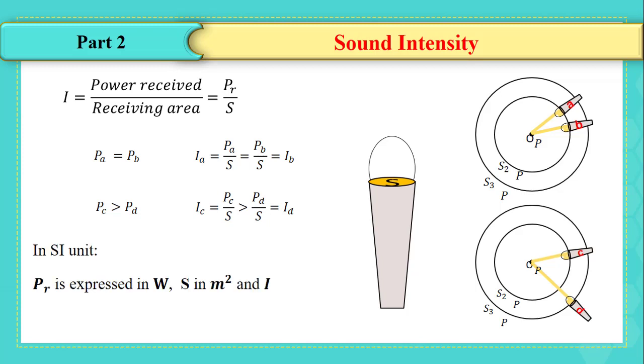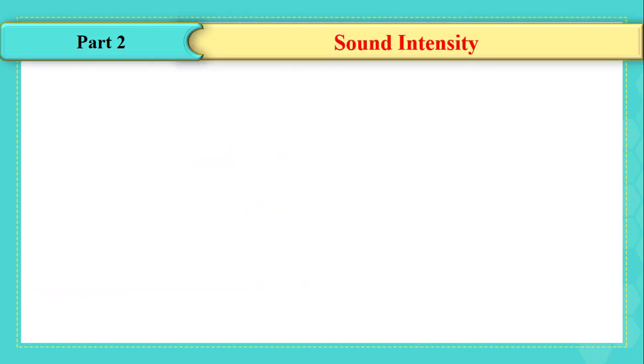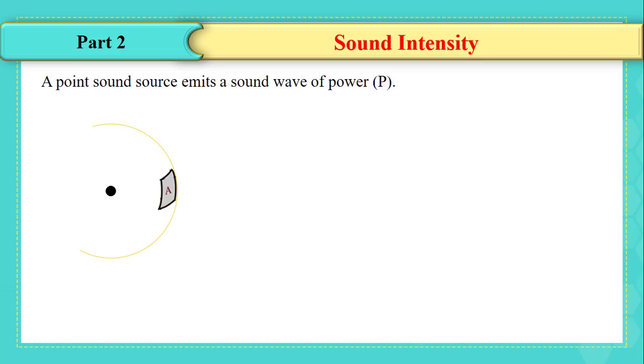In SI units, the power is expressed in watt, the surface area in meters squared, and the intensity in watt per meter squared. Note, in this experiment we have used the microphone, which is very similar to the human eardrum. It has a receiving surface area S. After defining the intensity, now let us see how it varies when moving away from the source. For this sake, we consider a point source emitting a sound of power P.